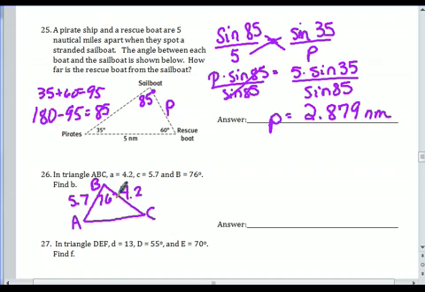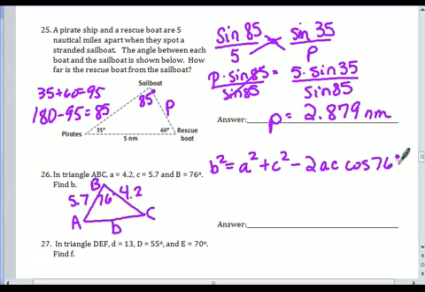If I look at my given information, I have side, angle, side. And if I consult my oblique triangles foldable, side, angle, side indicates that I need to be using the law of cosines. We're looking for side b, which is here. And so the formula that we're going to use from our foldable, b squared equals a squared plus c squared minus 2ac cosine 76 degrees.